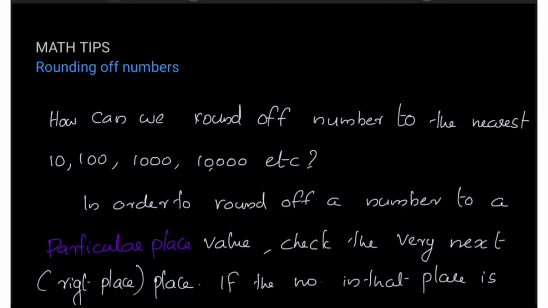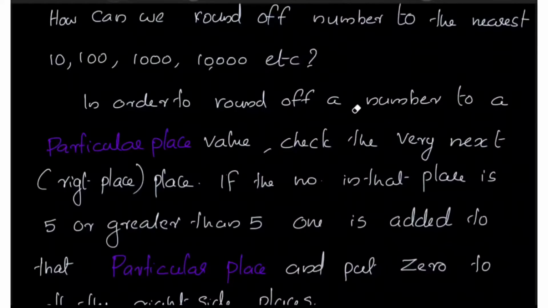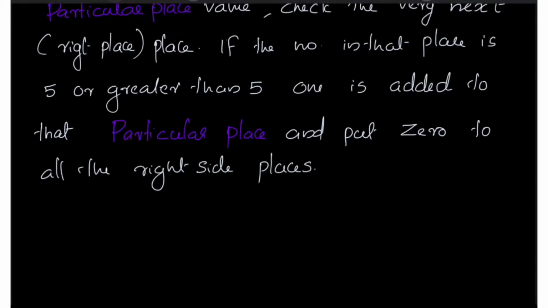We can give the definition like this: in order to round off a number to a particular place value, that is round off to 10, round off to 100, like that, check the very next right place of the given place value, and if the number in that place is 5 or greater than 5, 1 is added to that particular place, that is, into which place we have to round off, that place we have to add 1 and put 0 to all the right side places. That is the technique and it is very simple, and let's go through an example and understand it very clearly.